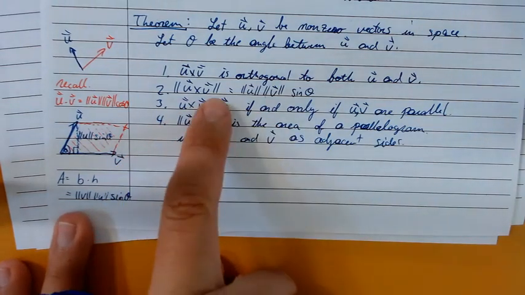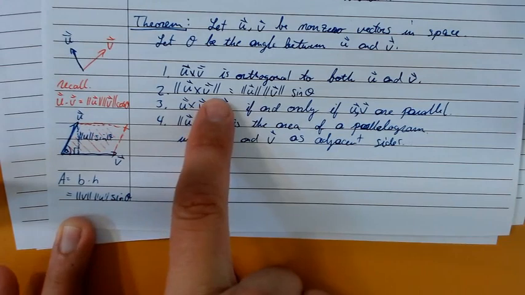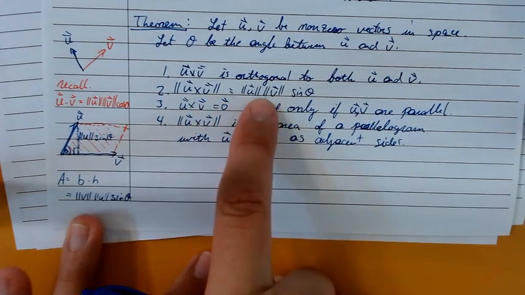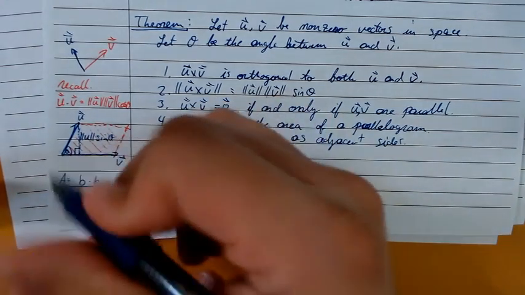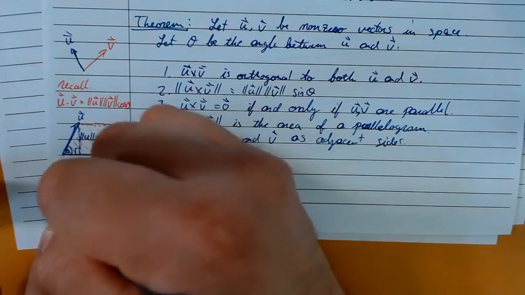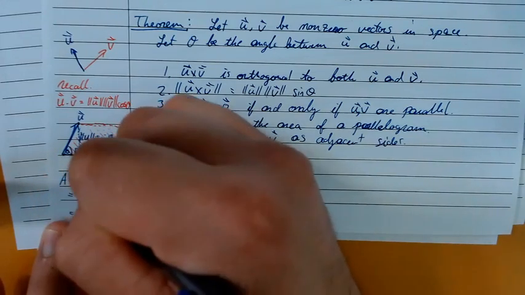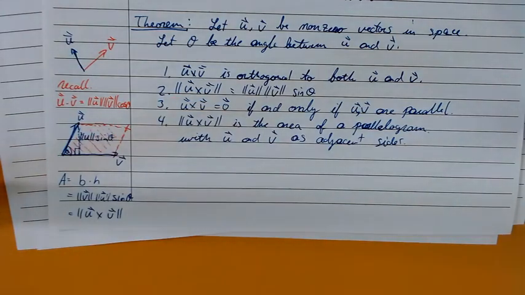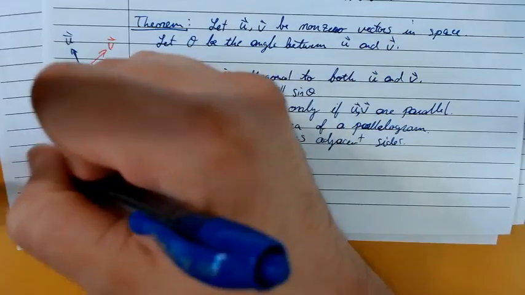Oh, but that's number 2 that's proven for you in your book. The magnitude of u times the magnitude of v times the sine of theta is equal to the magnitude of the cross product. And we have our result. Why did I do the proof in the corner? I have no idea. Proof.